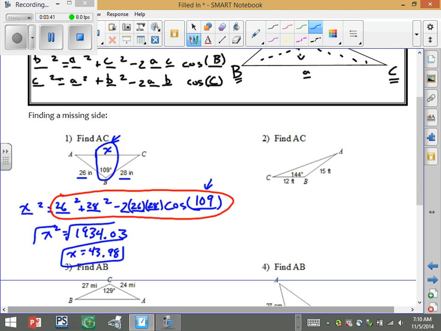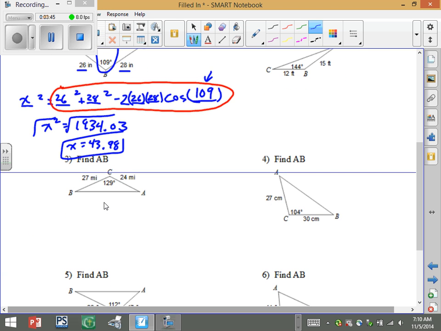Right? Here we'll go down to number 3 just so I have a little bit more room to work. Find AB. So there's your x. So go ahead, just like we do with law of sines, circle the ones across from each other. So we're using law of cosines here. So blank squared equals blank squared plus blank squared, excuse me, minus 2 blank blank cosine blank.